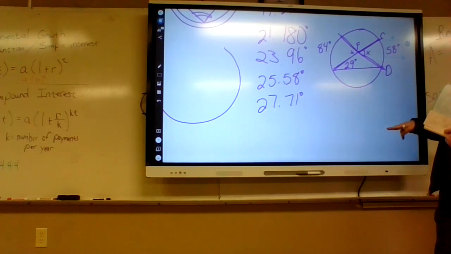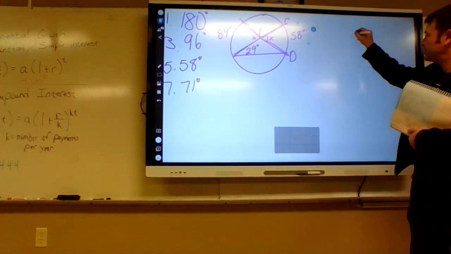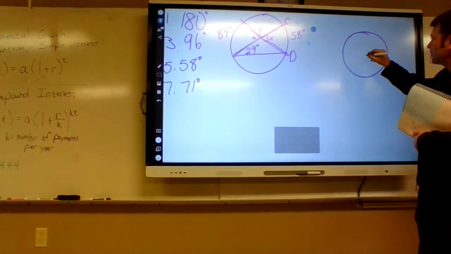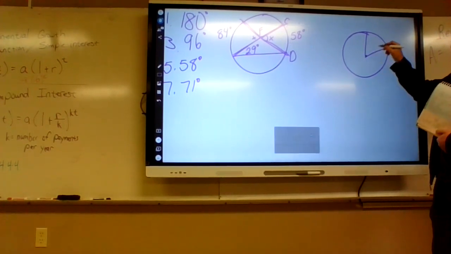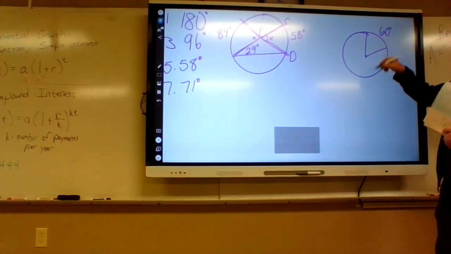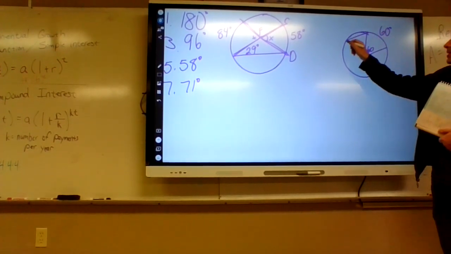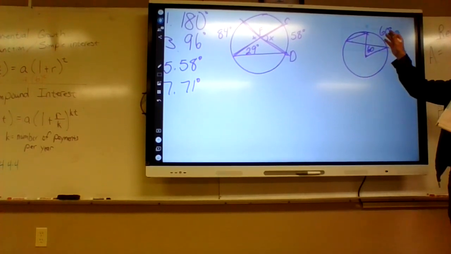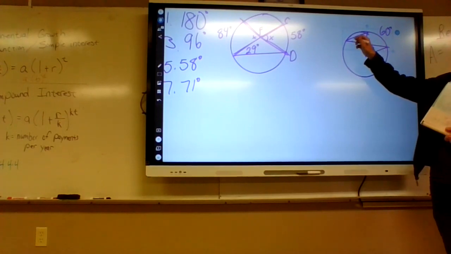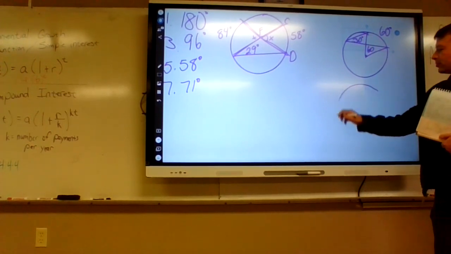Okay. Let me pause for a second and let's go back in time. What kind of angle is this right here, if that's the center? Central. It's a central angle. How is it related to its arc? Same. Okay, what kind of angle is this right here? Inscribed. How is it related to its arc? The angle is half of its arc.